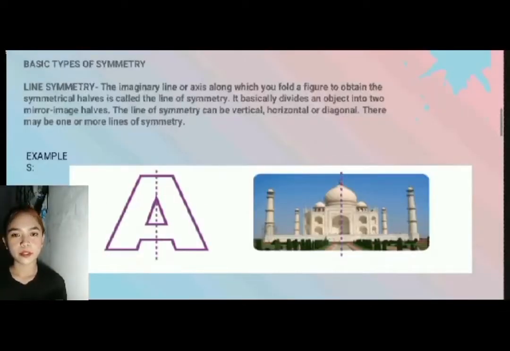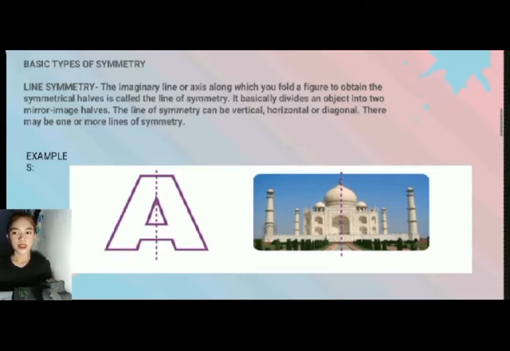The basic types of symmetry. Line symmetry. The imaginary line or axis along which you fold the figure to obtain the symmetrical halves is called the line of symmetry. It basically divides an object into two mirror image halves. The line of symmetry can be vertical, horizontal, diagonal. There may be one or more lines of symmetry.